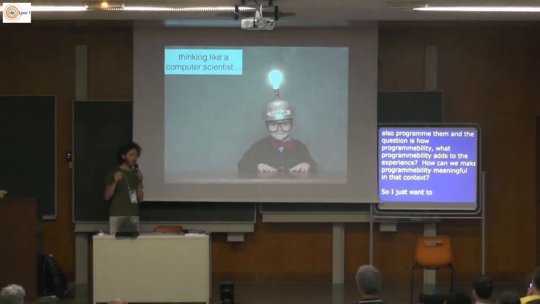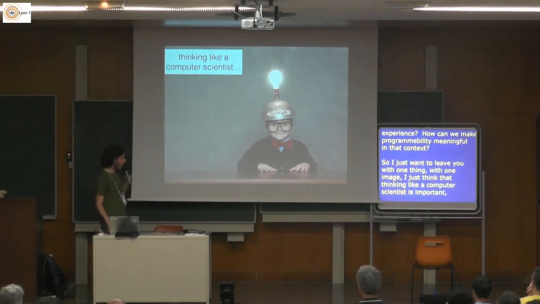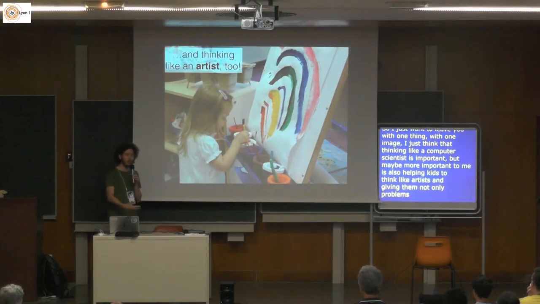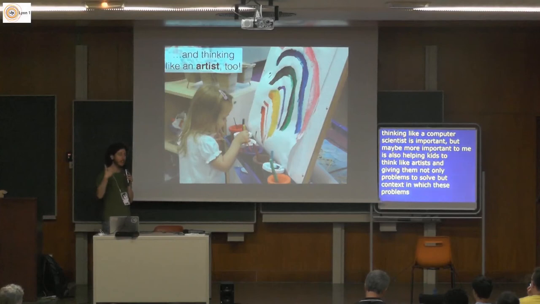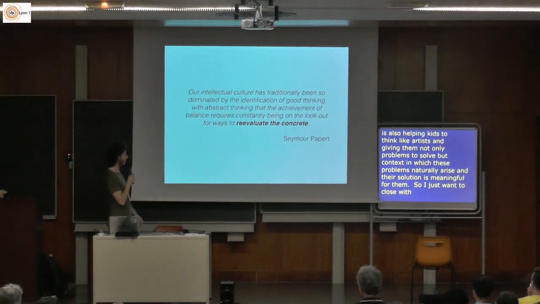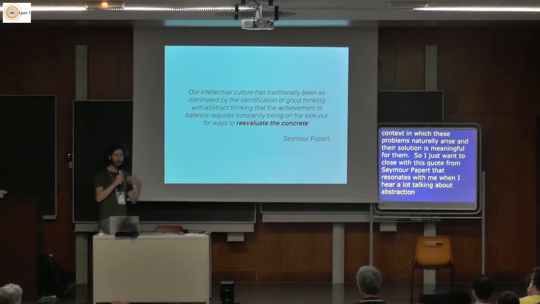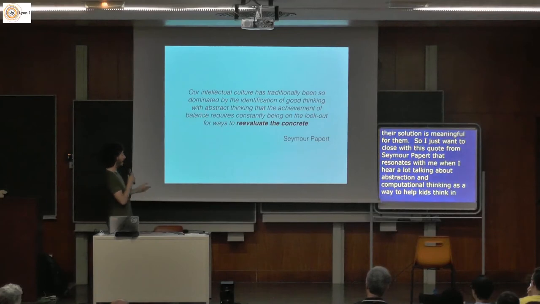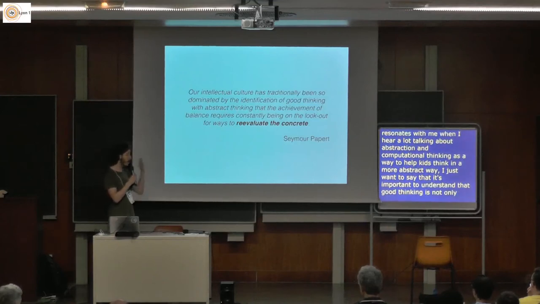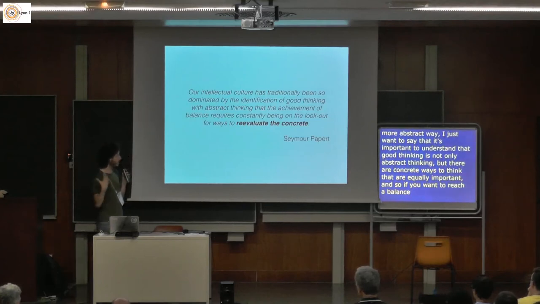I just want to leave you with one image. I think that thinking like a computer scientist is important, but maybe more important to me is also helping kids think like artists, giving them not only problems to solve, but contexts in which these problems naturally arise and their solution is meaningful for them. I want to close with a quote from Seymour Papert that really resonates with me. When I hear a lot of talk about abstraction and computational thinking as a way to help kids think in a more abstract way, I want to say that good thinking is not only abstract thinking; there are concrete ways to think that are equally important. And so if we want to reach a balance, we absolutely need to reevaluate the concrete.